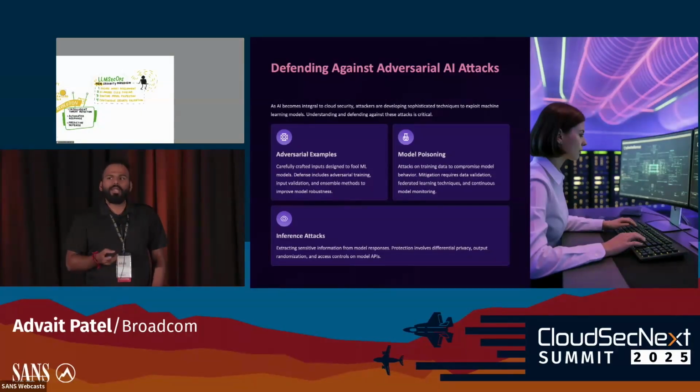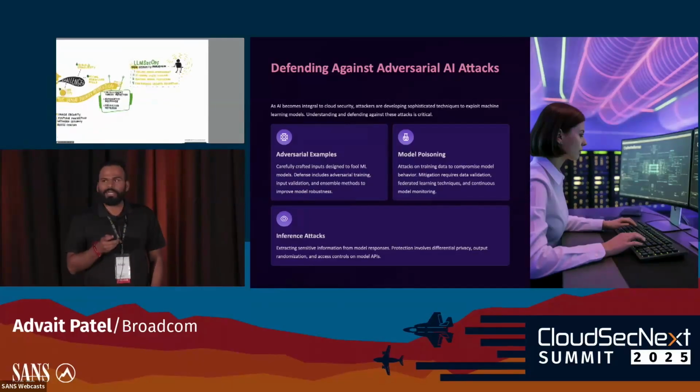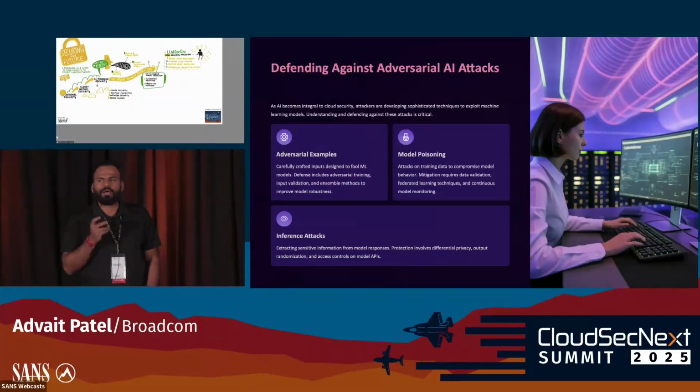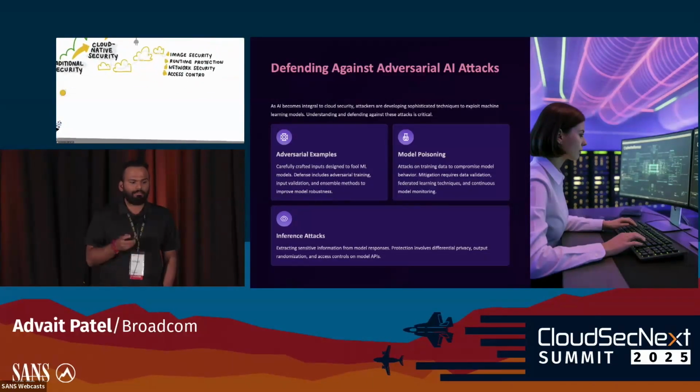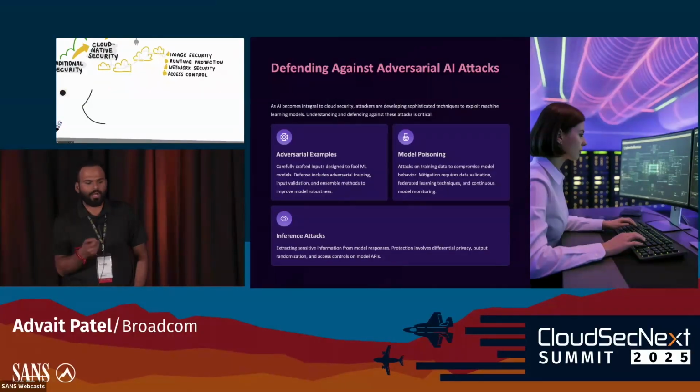Let's talk about adversarial examples, where attackers can carefully craft the input and can easily fool the ML model, right? To defend against that, we need adversarial training, and we need to validate the input and use ensemble methods to improve the model robustness. That's how we can remediate this threat. Model poisoning.